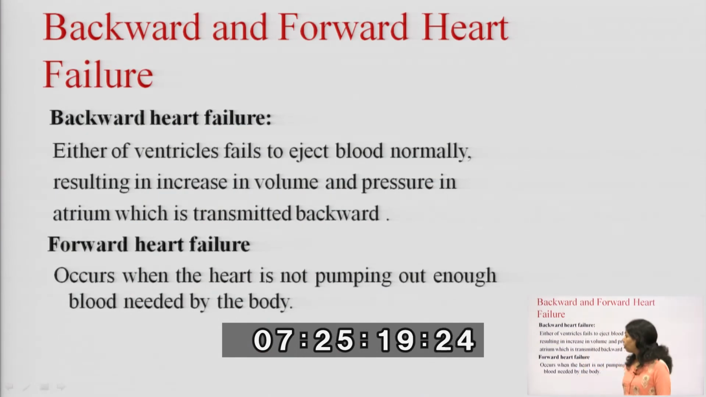Now, backward and forward heart failure. Backward heart failure, what is backward heart failure? Either of the ventricles fail to eject blood normally. So, what happens? It will result in an increase in the volume and pressure in the atrium, which is transmitted backward. This I have already explained with the help of the diagram. Forward heart failure occurs when the heart is not pumping out enough blood needed by the body. So, this is called forward heart failure.